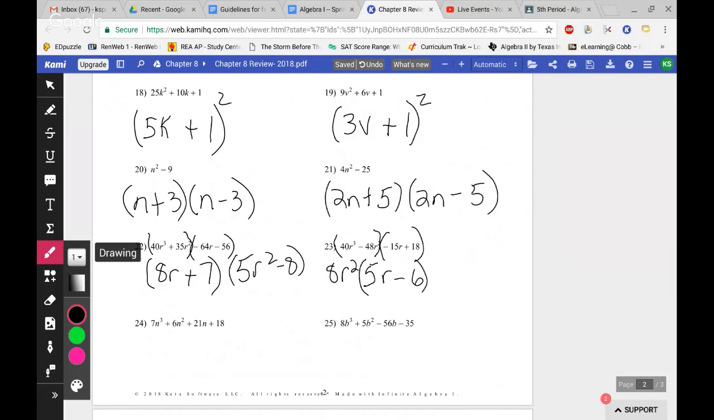What can I take out of a negative 15r and a positive 18? Negative 3. And that's going to leave me 5r minus 6. And what do they have in common? 5r minus 6. And then what's left? 8r squared minus 3. Good job.